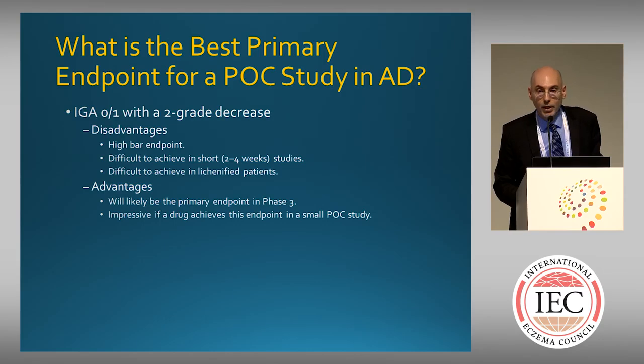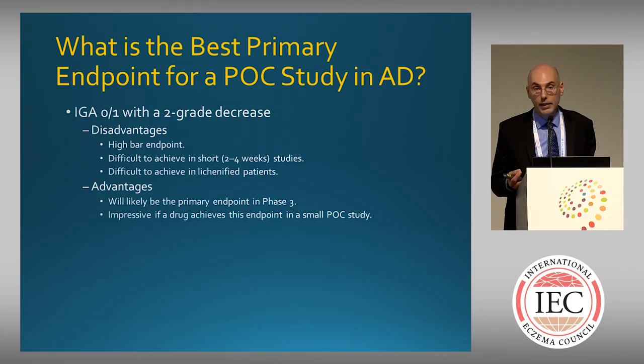Now, what's the best primary endpoint in terms of efficacy? IGA 0/1 and a 2-grade decrease, as I mentioned, is what the regulators want. However, the bar is fairly high, not always easy to achieve in short-term development. That's one of the issues we often see in dermatology.